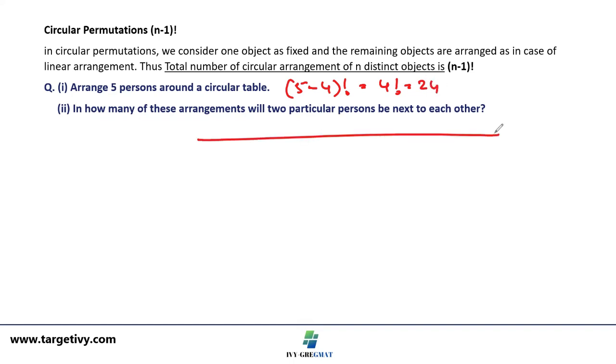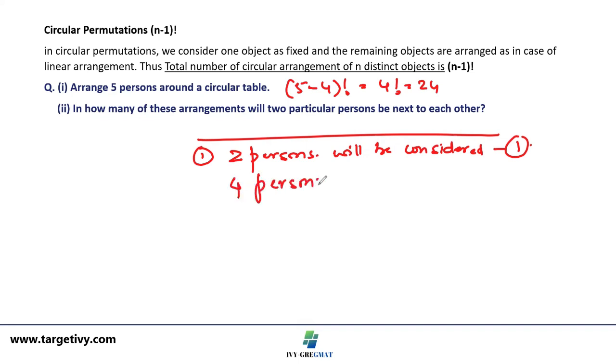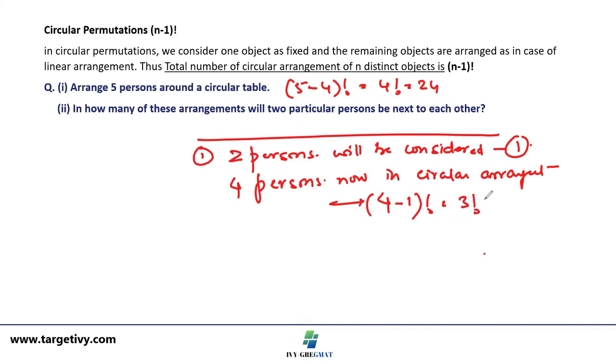But here is the twist. What is happening here? Two persons will sit next to each other. In this case, as we previously discussed, the two people will be taken as one. Step 1: two persons who are sitting next to each other will be considered one. So we have 4 persons now in circular arrangement. And the formula for this is 4 minus 1 factorial, which is equal to 3 factorial, which is 6 ways.